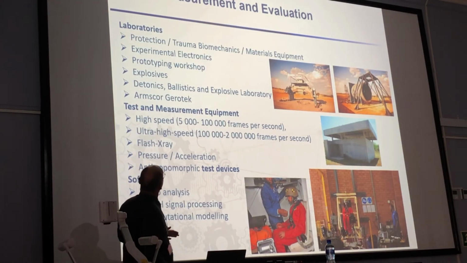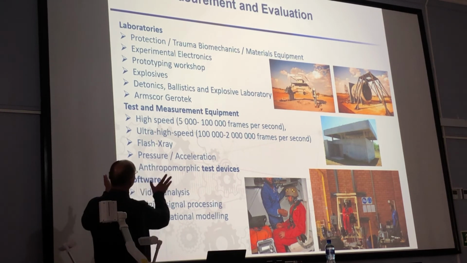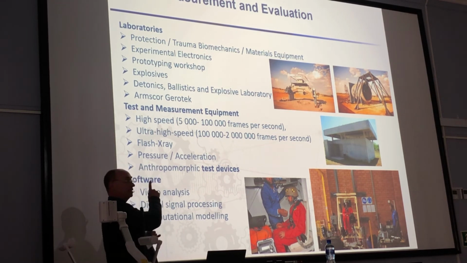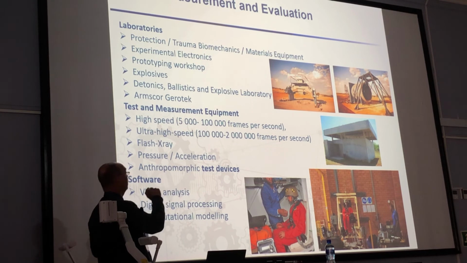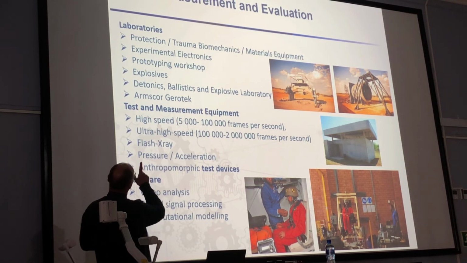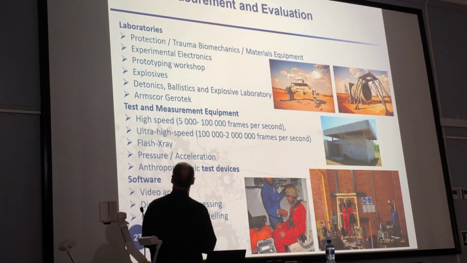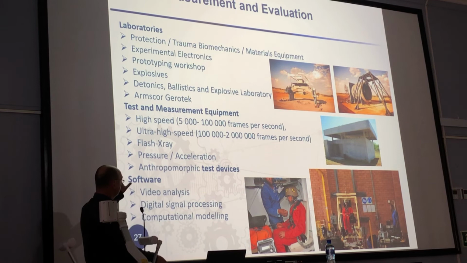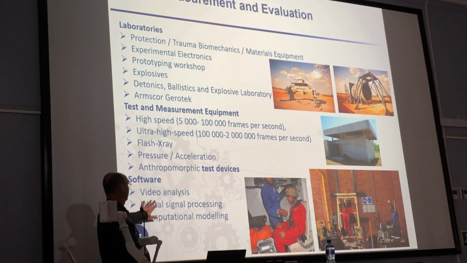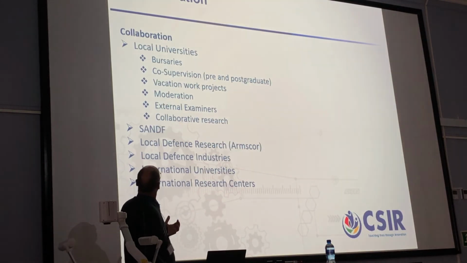Test and measurement. We've got a range of laboratories. Important is we have about 650 hectares north of Pretoria where we do a lot of blast testing. Prototyping workshop. We need industrial engineers. We need an effective, adaptable workshop that we can do this with. Test and measurement, we've touched. You can see there's a lot of things, and then software that we have to be able to run all of this.